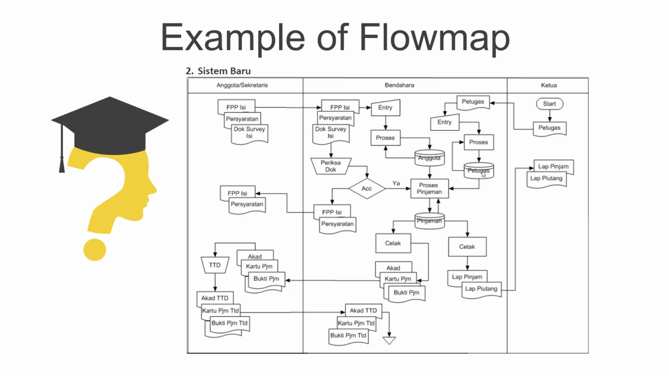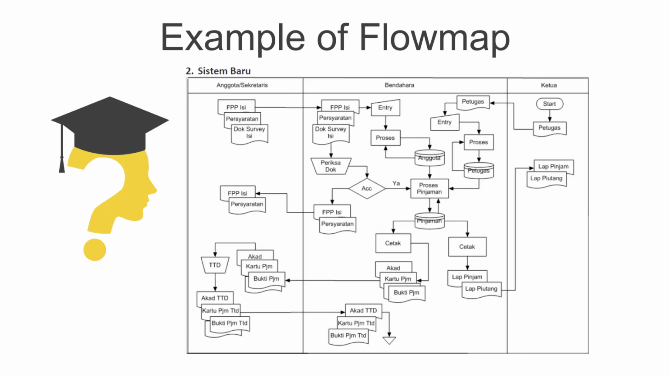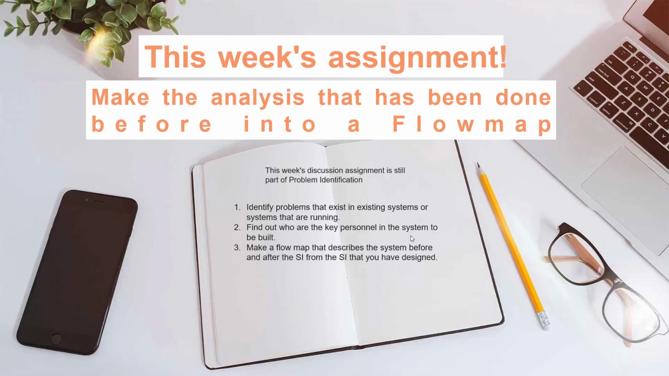Jadi kalian bisa lihat biasanya flow map ini akan membandingkan antara sistem lama dan sistem baru sehingga kita bisa melihat bahwa ada perbedaan antara yang kita buat di sistem lama dengan sistem baru. Nah, itu. Jadi ini yang akan kalian lakukan di dalam tugas kalian minggu ini. Oke? Okay, this is week assignment.